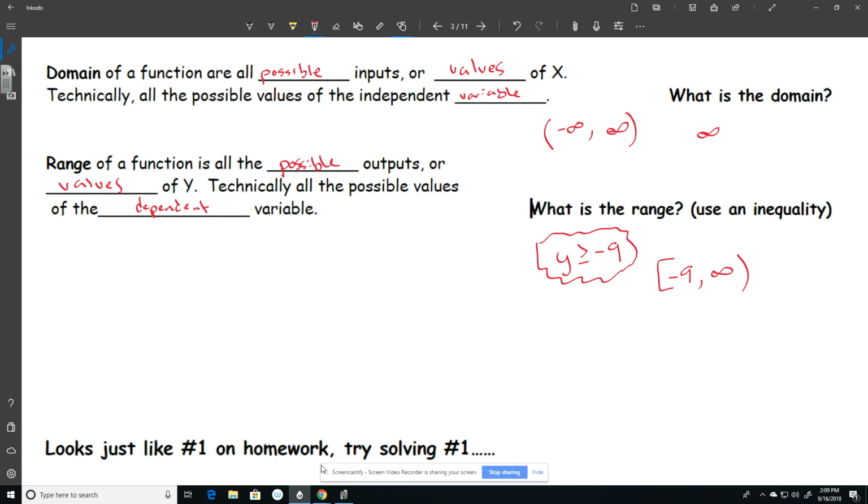So what I want you to do really quick before you move on is try homework problem number 1, and then come back. If you get it right, come back and move on with the video. If you get it wrong, maybe rewatch part of the video and try to find what you did wrong.